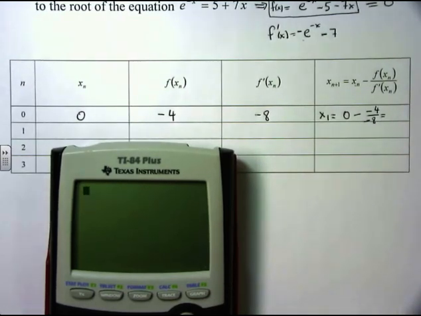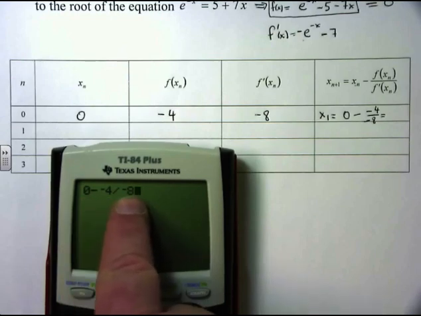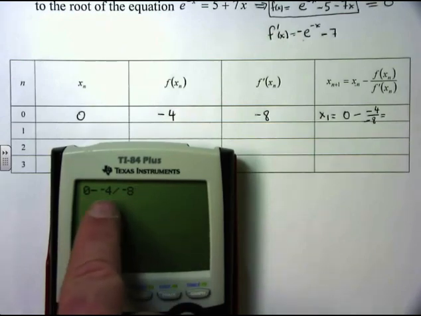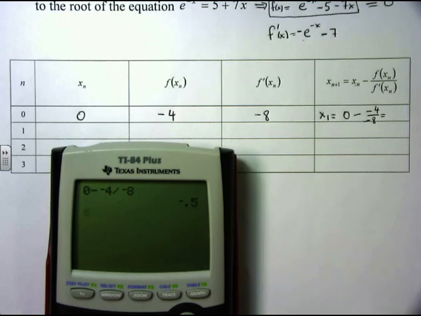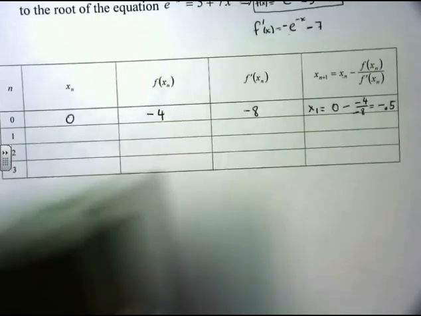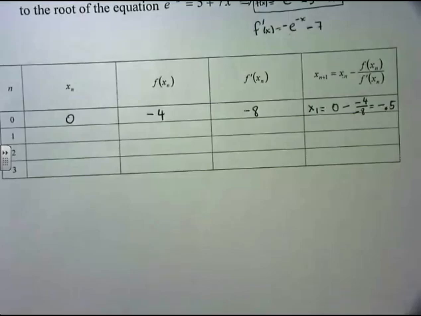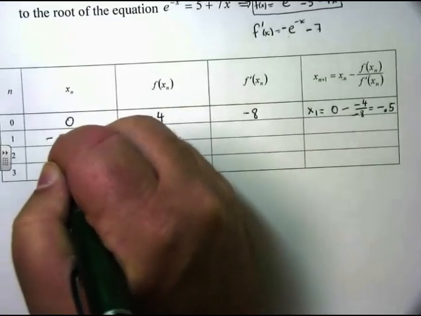I really don't need a calculator for this, but I'm going to do it anyway. When you use the calculator, remember, be careful, don't screw up because of the sign. So I've got 0 minus negative 4 divided by negative 8. Now if I did this in my head, a negative negative is a positive 4 divided by negative 8. Positive divided by negative is a negative, and I get negative a half. Negative 0.5. So now my first iteration after my initial guess is negative 0.5.